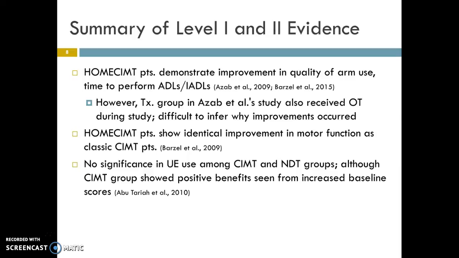However, in Azab et al.'s study, their treatment group was also receiving OT services for about 40 minutes, 3 to 4 times a week for 4 weeks. So therefore, it's difficult to infer if improvements occurred through the home CIMT protocol alone or if the OT services had some influence on that. One study found that there was no significance in upper extremity use between those in a home CIMT group versus those receiving neurodevelopmental treatment, although the CIMT group did exhibit positive benefits as their baseline scores indicated.